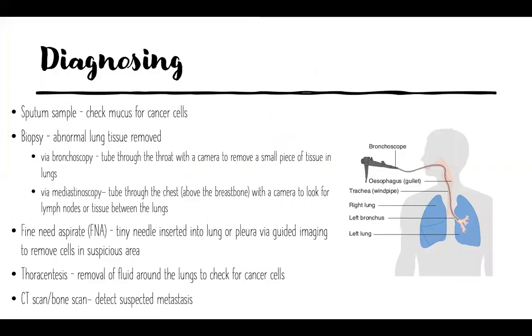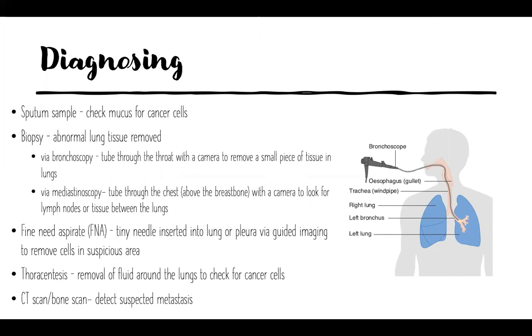So for diagnosing, there are a few things that you can do, going from less invasive to more invasive procedures. A sputum sample, where you're really just looking in the mucus for cancer cells, and then you get up to a biopsy via bronchoscopy. This can typically be done in an outpatient setting. A tube is inserted through the throat with a camera to remove a small piece of tissue with these little prongs. You can also do a fine needle aspirate, which is a needle insertion into the lung or the pleura via guided imaging as well.